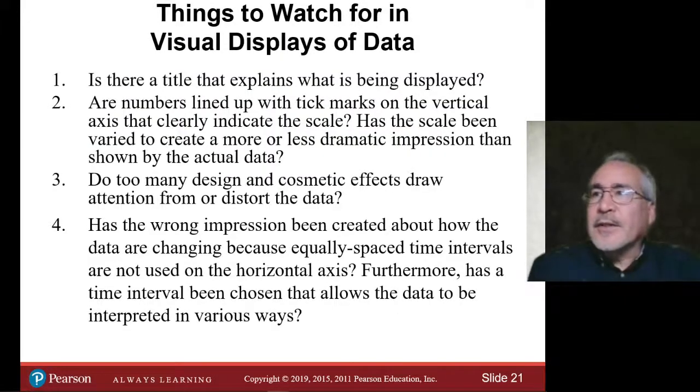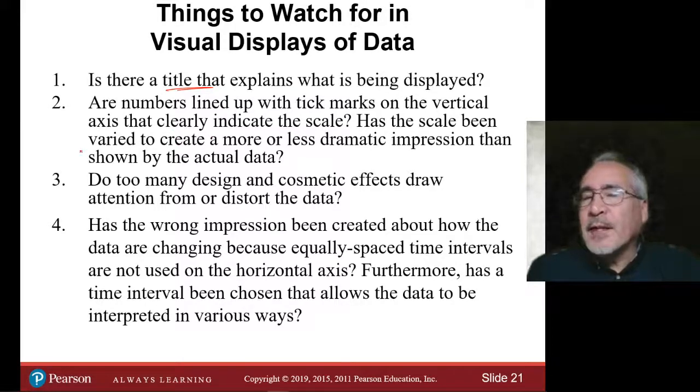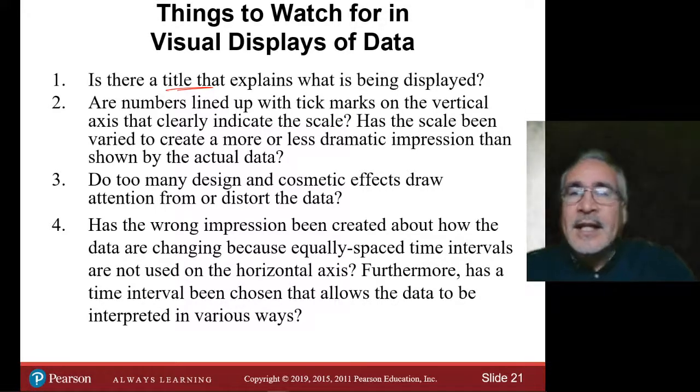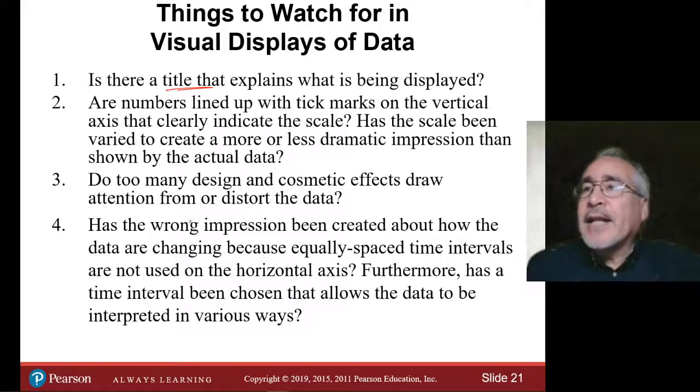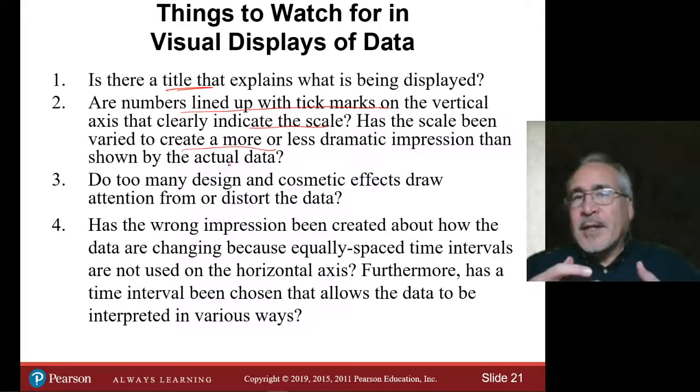So what are the things you watch for? Look for titles. Do they explain what's being graphed? Because otherwise you're jumping to a conclusion to say this means this and that. If they don't label it or title it, they may be hiding something from you. Look at the numbers. Are they lined up with tick marks on the vertical axis? Do they clearly indicate the scale of what it means, the units and such? Do they vary it? Is it maybe more spread out or less spread out on one or the other?